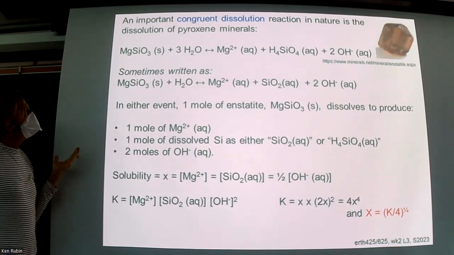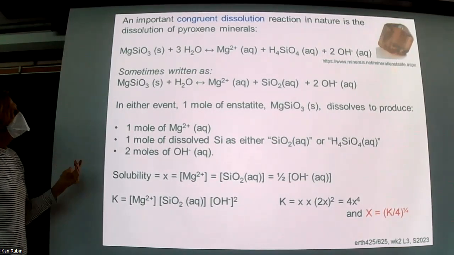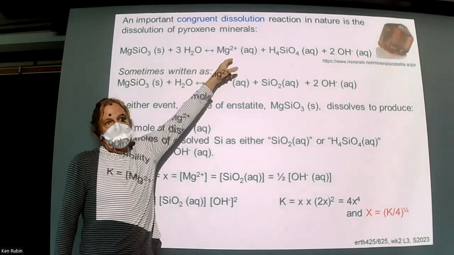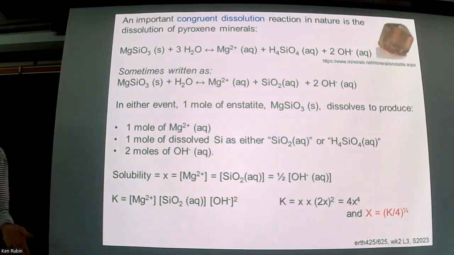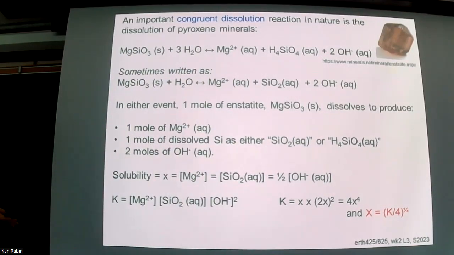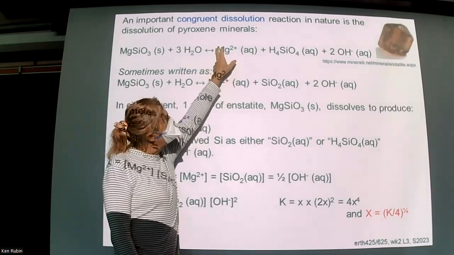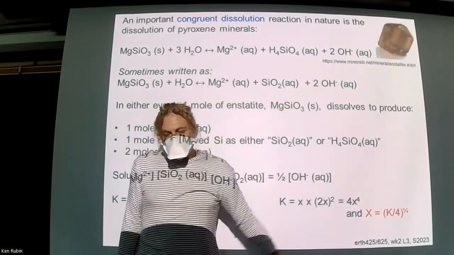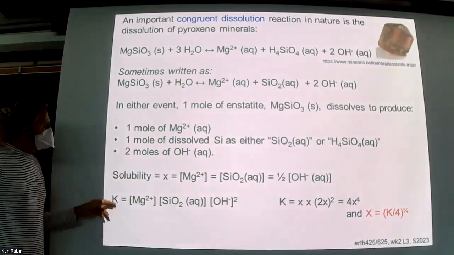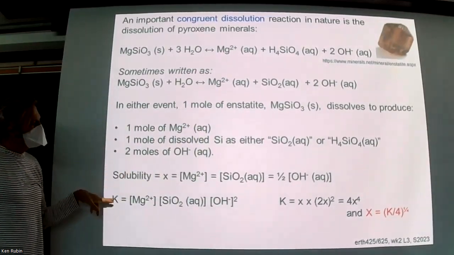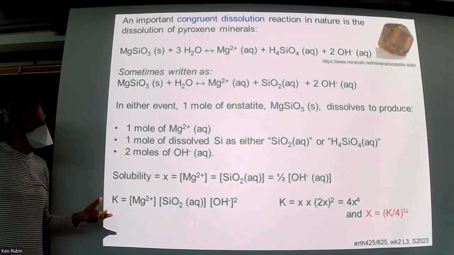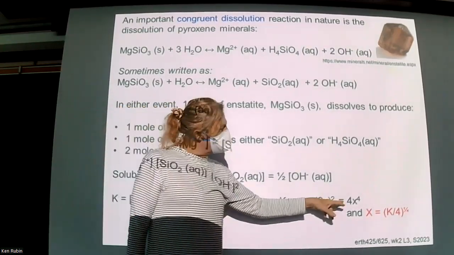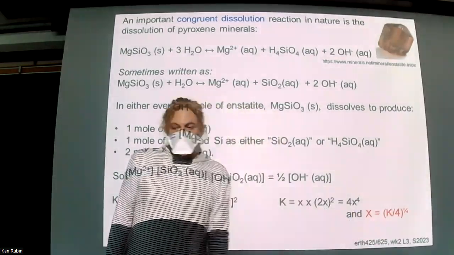So we take a mole of enstatite and we dissolve it. The simplest thing we can see is that one mole of this is going to make a mole of that. So we do that same process. We're going to write out an equilibrium constant, and we are going to put X in for the number of moles of magnesium. We're also going to see that we have a 1-to-1 stoichiometry between magnesium and dissolved silica in both of these cases, but we get two times as many hydroxide ions. So we can write out our solubility expression and find out that X, the solubility, is just the equilibrium constant of dissolution divided by 4 to the 1/4.